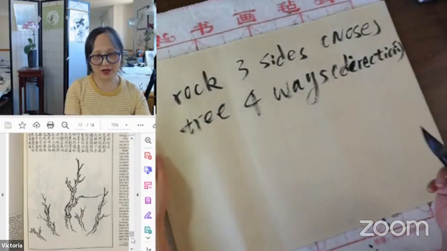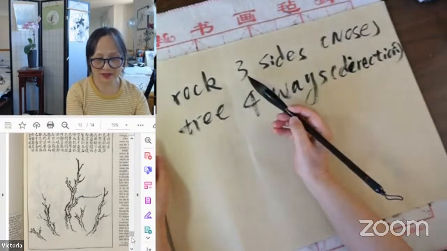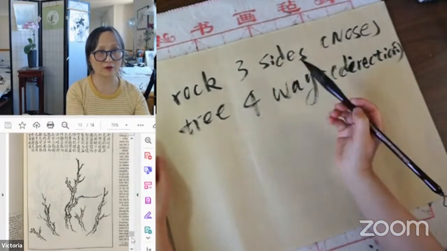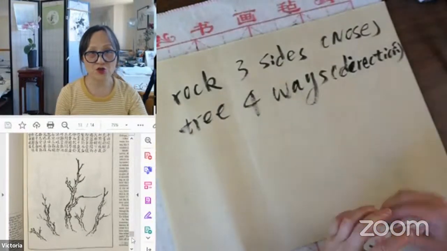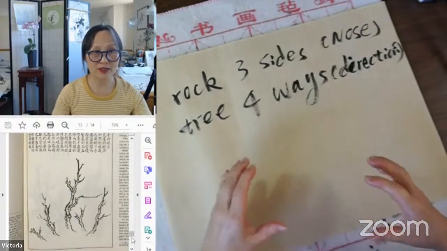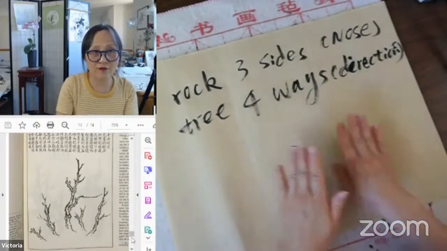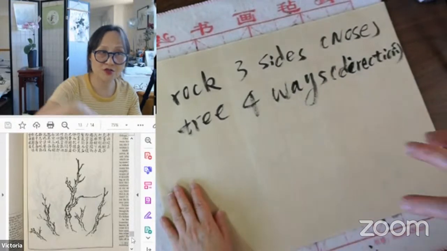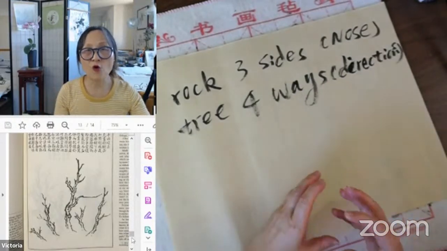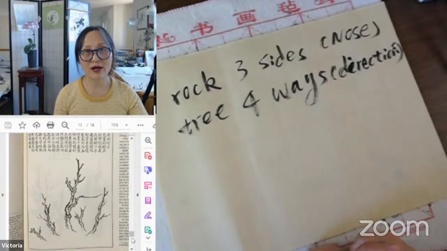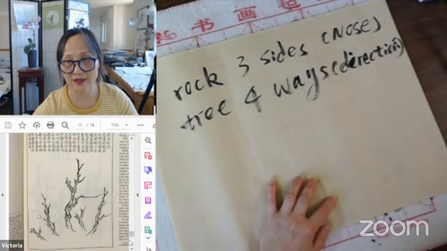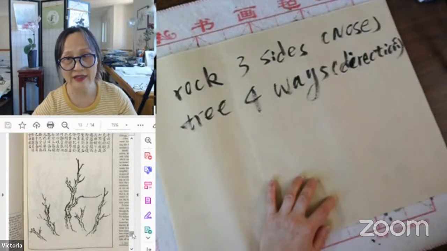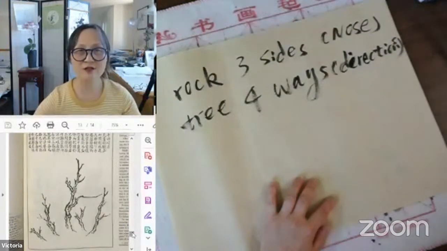4 directions. Okay, remember 3 sides for the nose for the rock, and the 4 ways means the branch. The branch. You want to show the 3D things, not the flat things, even for bird's view. So branch to 4 sides, to 4 ways. Right? Okay, then look at the sample. I give you 2 pieces of that. Look at the sample. What's the 4 ways?